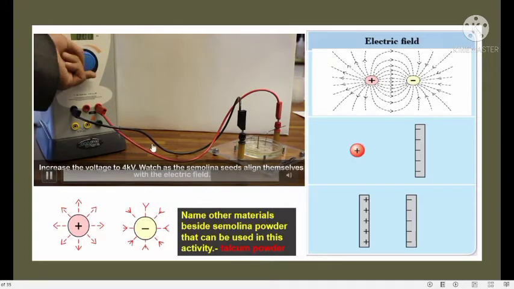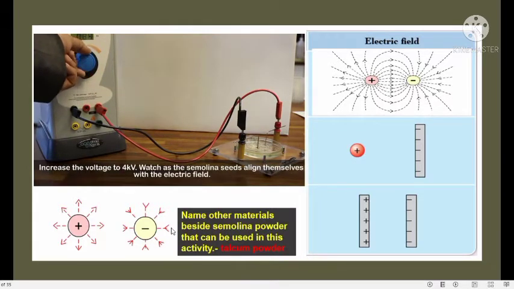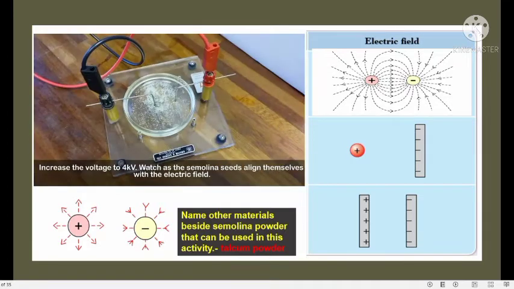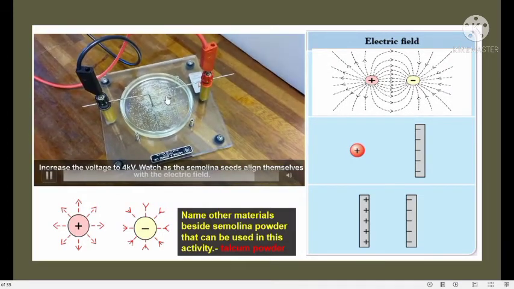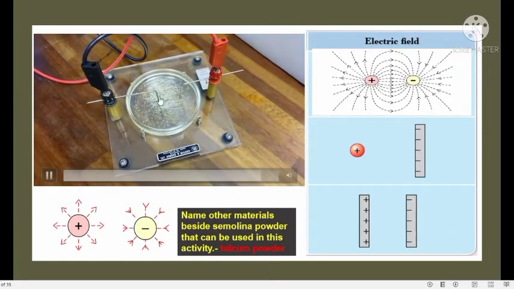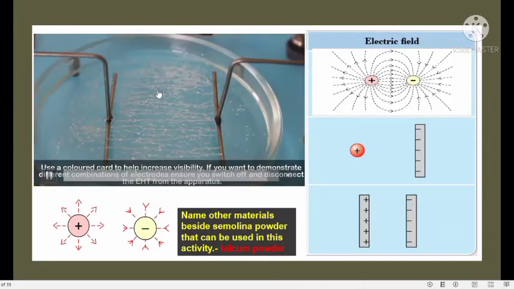Increase the voltage to 4000 volt. Watch the semolina seeds align themselves with the electric field. Once you switch on, there will be an electric field between the positive and negative electrodes. The semolina powder in the electric field will experience electric force. Thus, it will align itself to form the pattern of the electric field. You can see it's just like parallel lines between the two parallel plates.